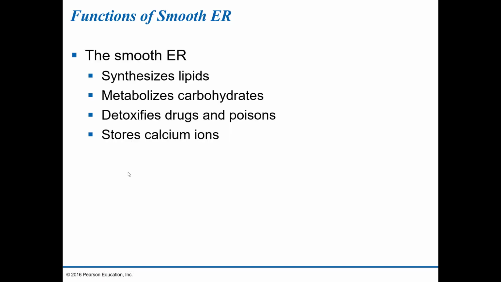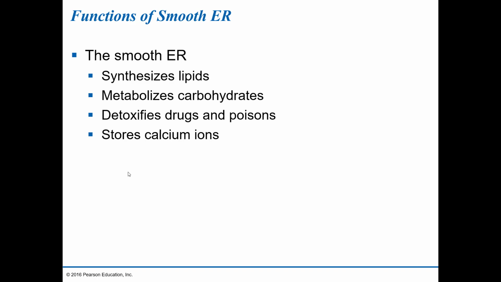So I've said that the endoplasmic reticulum has two parts to it, and each part, smooth or rough, does something different. So the smooth ER synthesizes or makes lipids. Lipids are fats. So I can remember that because smooth ER is your skin is smoother if it's full of collagen and fat, right? Babies have smoother skin than older people do who've lost that. It metabolizes carbs, it detoxifies drugs and poisons, and it stores calcium ions.